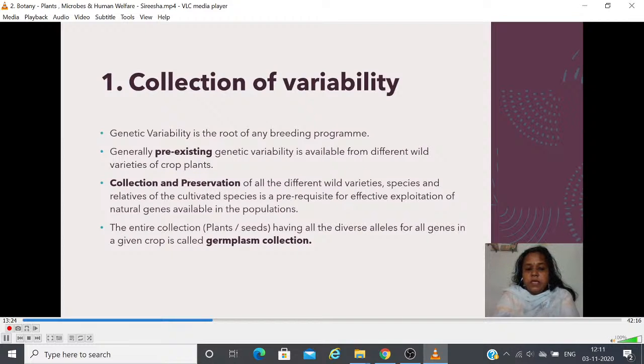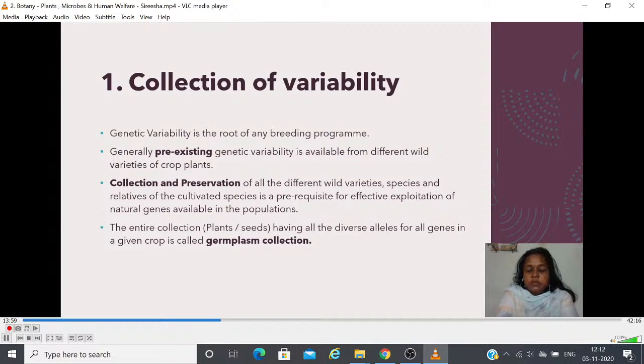So generally, pre-existing genetic variability is available from the different wild varieties of crop plants. We have some local varieties of crop plants and also some wild varieties of crop plants. In that wild varieties, the grains may be larger in size or the yield may be more. So in these varieties, the genetic variability is there. That is, the difference of genes is there from the local variety to the wild variety. So these type of plants we require.